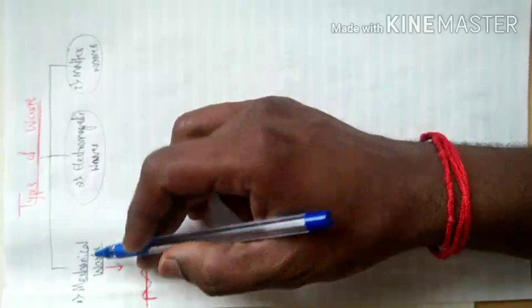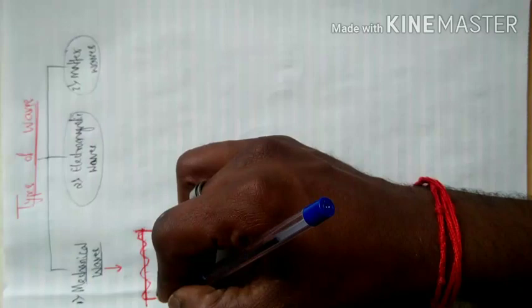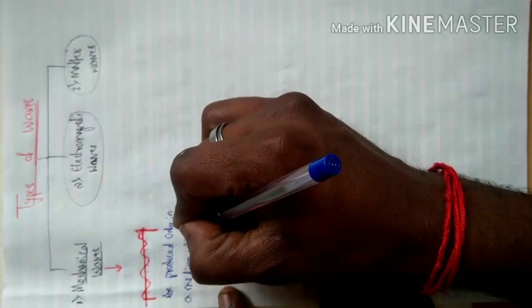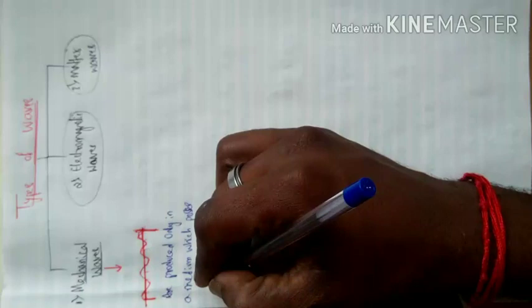Therefore, this type of waves we call mechanical waves. What are mechanical waves? Mechanical waves are produced only in a medium, and that medium should possess two properties.